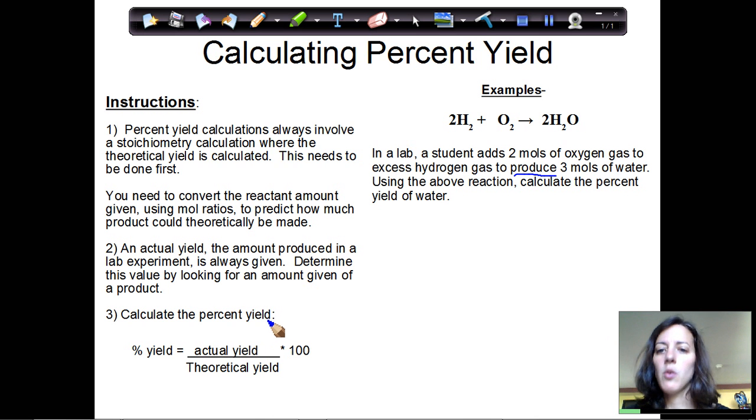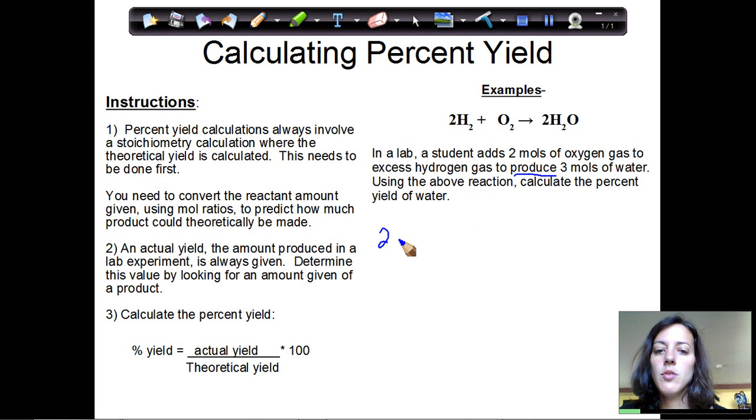That's the number that we're going to save for last. The number that's on the reactant side is the number that went in, and that's the number that we're going to theoretically calculate how much should be made if we put that much into the beaker. That's the number that we're going to do the stoich to.